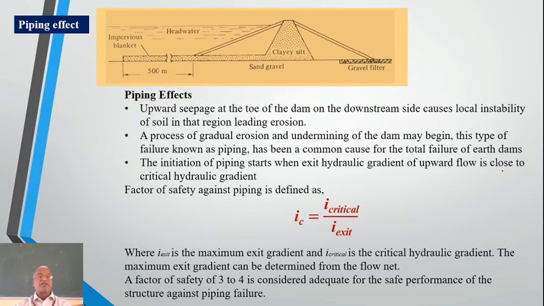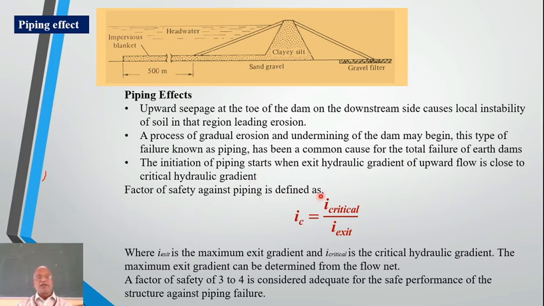So piping effects: upward seepage at the toe of the dam. Whatever I have explained, the same thing is there. At the toe of the dam here on the downstream side, it causes local instability of the soil in that region, leading to erosion. Particles will be picked up and then there will be erosion. A process of gradual erosion and undermining of the dam may begin. This type of failure, known as piping, has been a common cause for total failure of earthen dams. The initiation of piping starts when the exit gradient of upward flow is close to the critical hydraulic gradient.